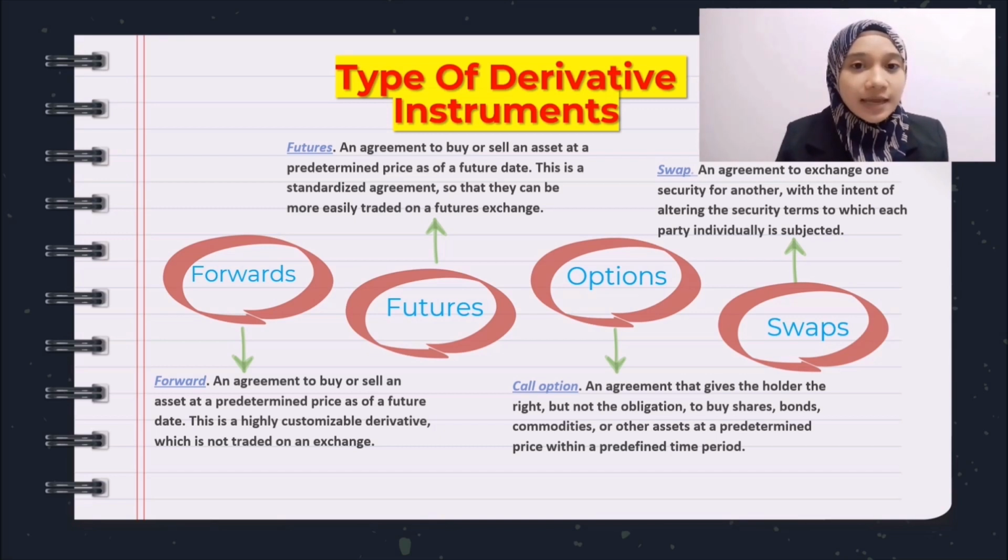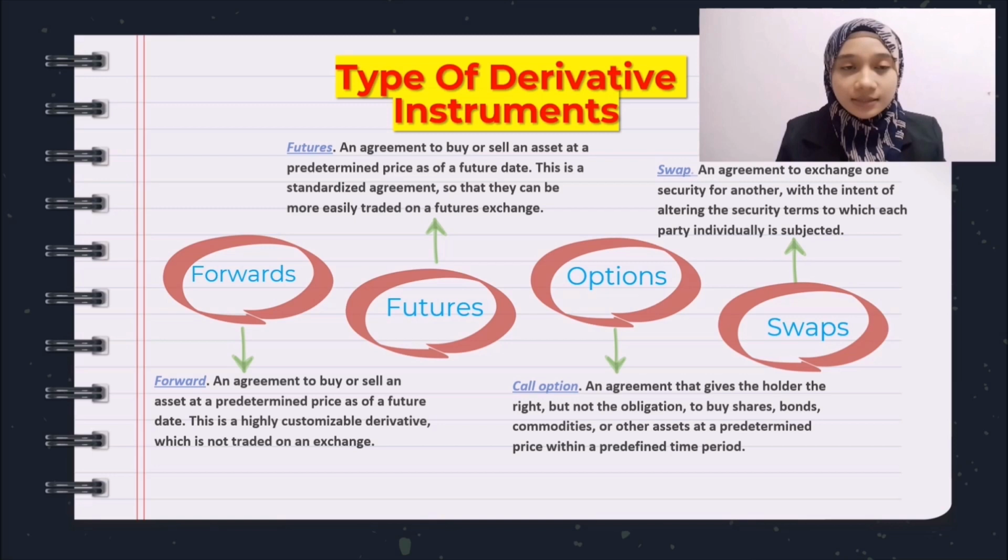Forward is an agreement to buy or sell an asset at a predetermined price at a future date. This is a highly customized derivative which is not traded on an exchange. Future, an agreement to buy or sell an asset at a predetermined price as of a future date. This is a standardized agreement so that they can be more easily traded on a futures exchange.